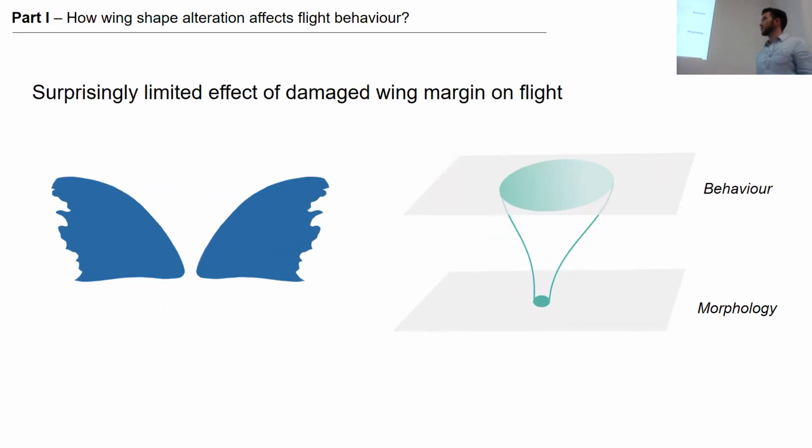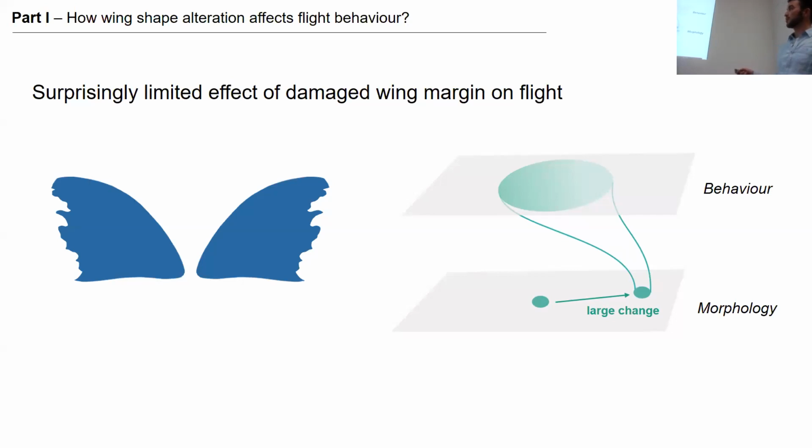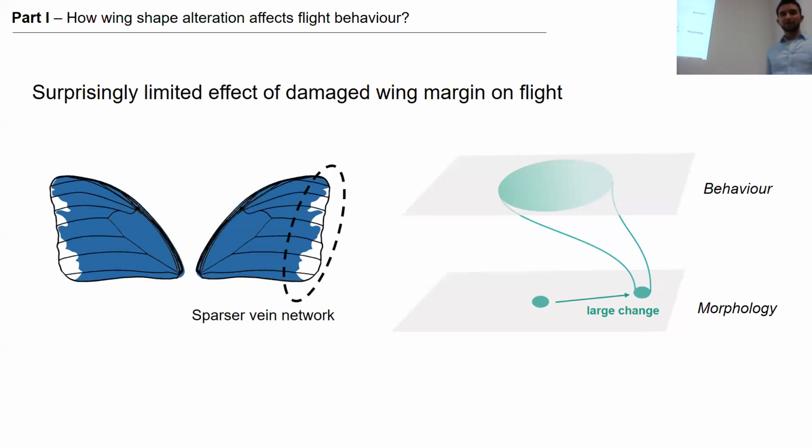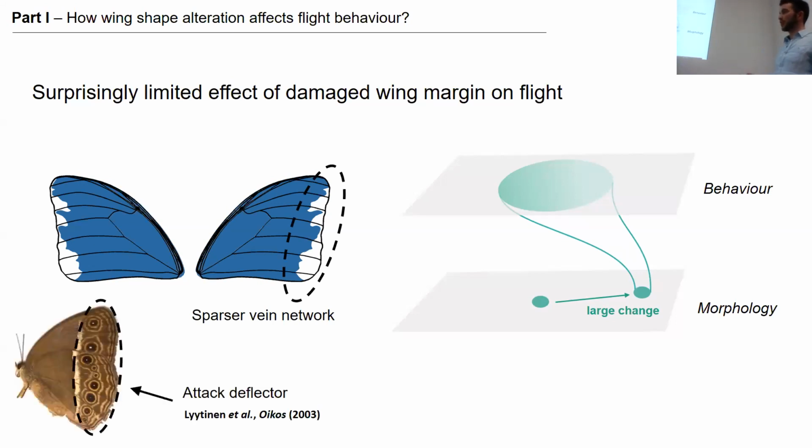And finally, I found a surprisingly limited effect of damaged wing margin. So behavior can also cope with relatively large change in wing shape. And here it is worth noticing that the wing margin is also more fragile due to sparser vein network, so it is then more likely to break. So the harmless consequence of damaged wing margin on flight may partly explain the evolution of eye spots along the wing margin in many butterfly species, including Morpho. And these eye spots have been shown to deflect predator attacks away from vital body parts.